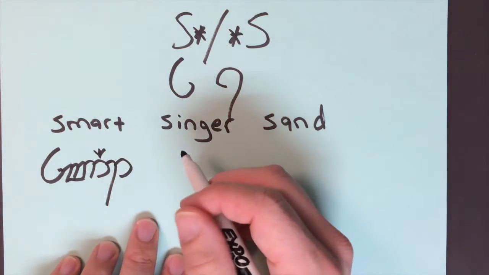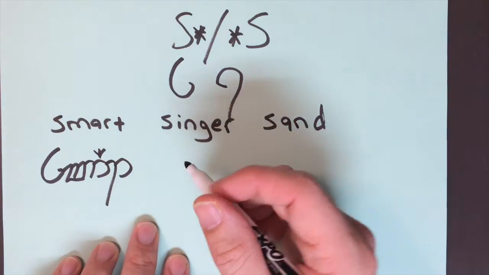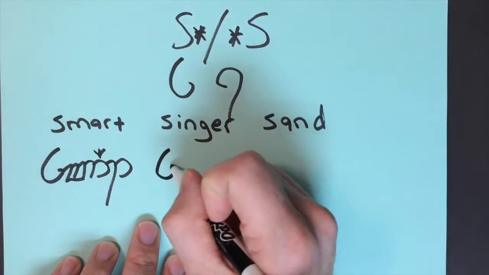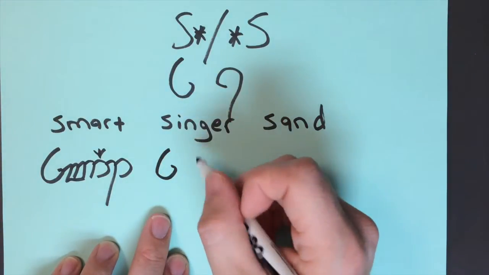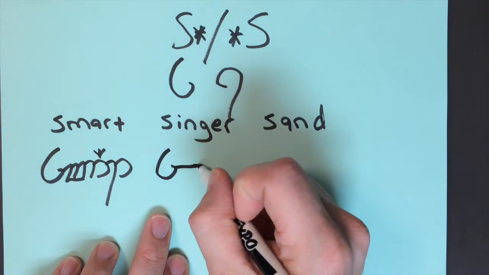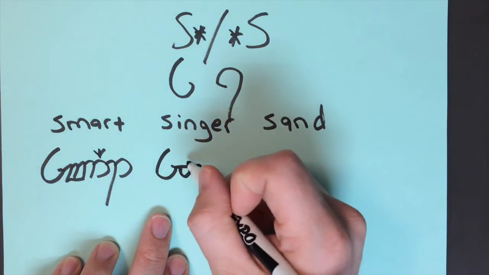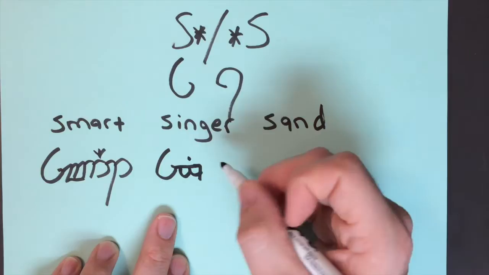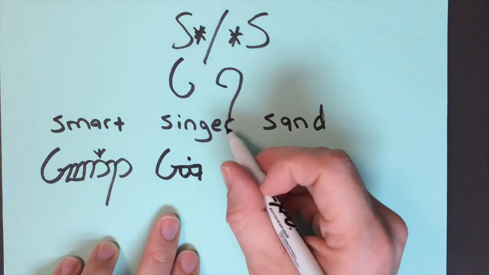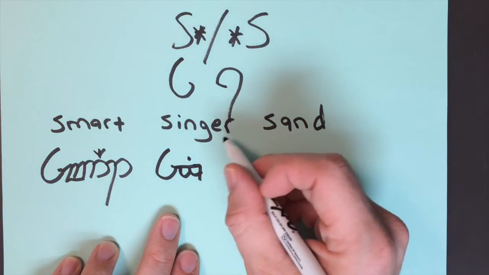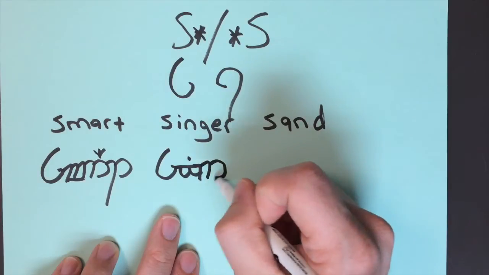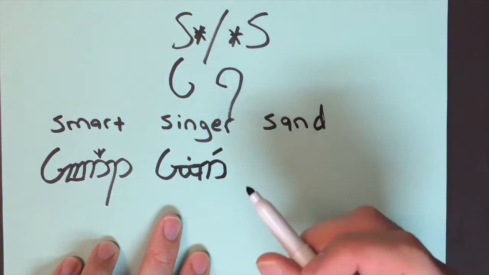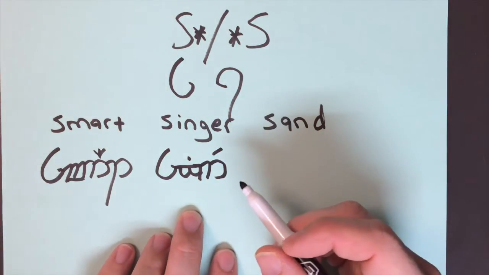For singer, we are going to draw our S. And remember the NG, we want to do over, down, double, double, I for the I. And then for this R, it ends the word, so we definitely want to use that one and put a slash for the E. So that's singer.